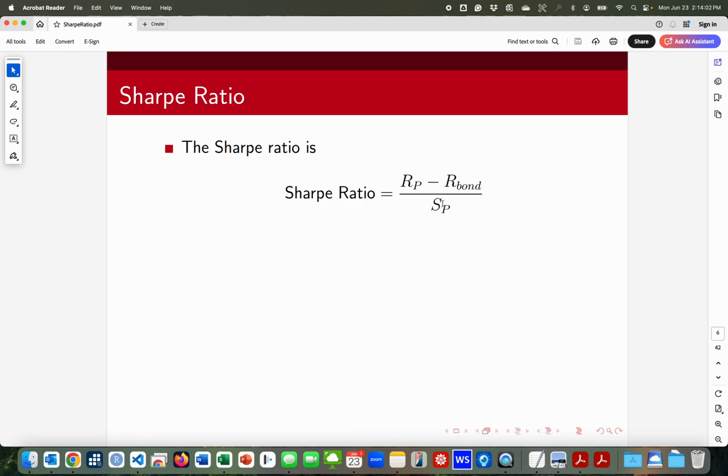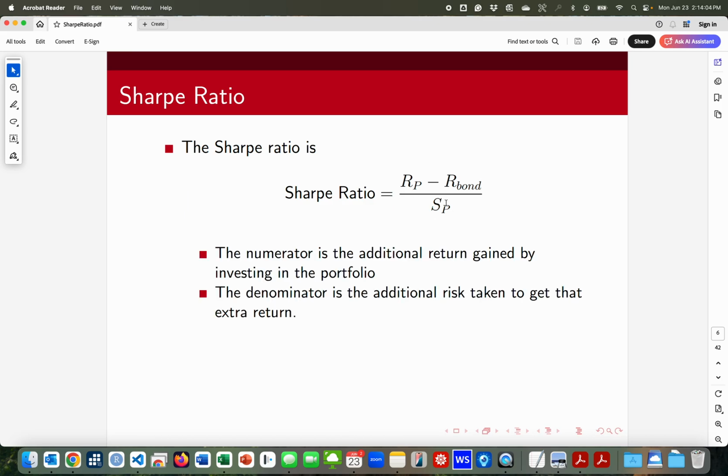And then the slope, the denominator here, is the standard deviation of the portfolio. So that's the additional risk you had to take to get that extra return. So the numerator is how much return you get above and beyond the bond. The S is how much risk you had to take on to get it. So this is the benefit, this is the cost. So that Sharpe ratio considers both the additional return you get and the risk you had to take on to get it.